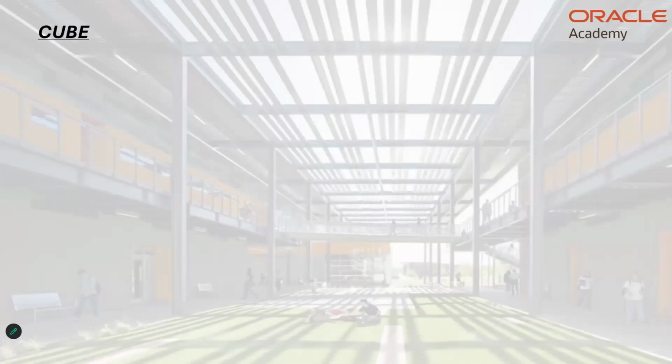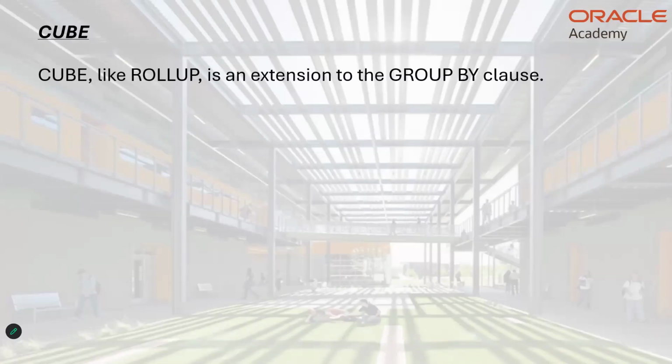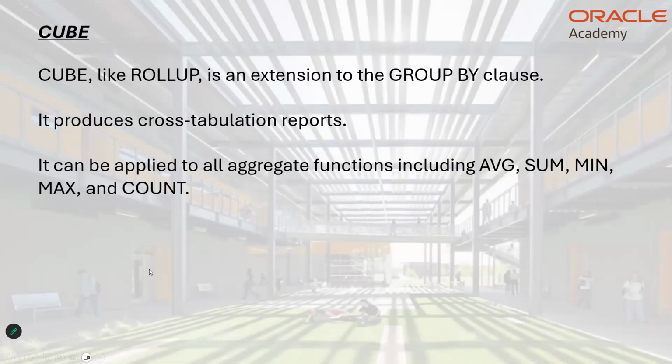Relatively easy. Now, cube, you thought you were confused. Wait till you hear about cube. What the heck is cube? All right. Cube, like rollup, is an extension of the group by. It produces, oh, here we go, cross tabulation reports. I know you're all thrilled about that, right? Oh, no. It can be applied to all aggregate functions that basically run on numbers, because usually that's what you're dealing with.